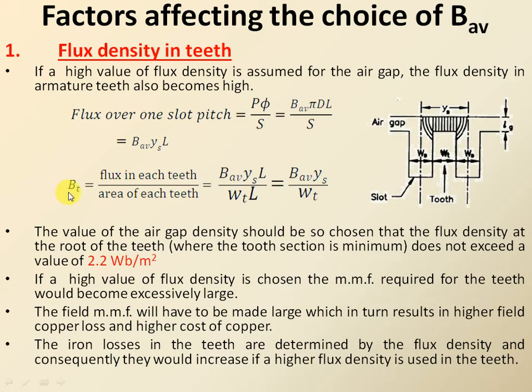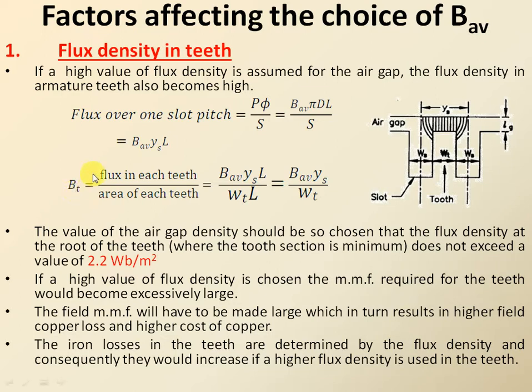From the relation of the iron loss, that is hysteresis loss and eddy current loss, we very well know that those two losses depend on the value of flux density. So if this value of flux density is large, then definitely the magnitude of iron loss also will be very large, which is an undesirable effect.